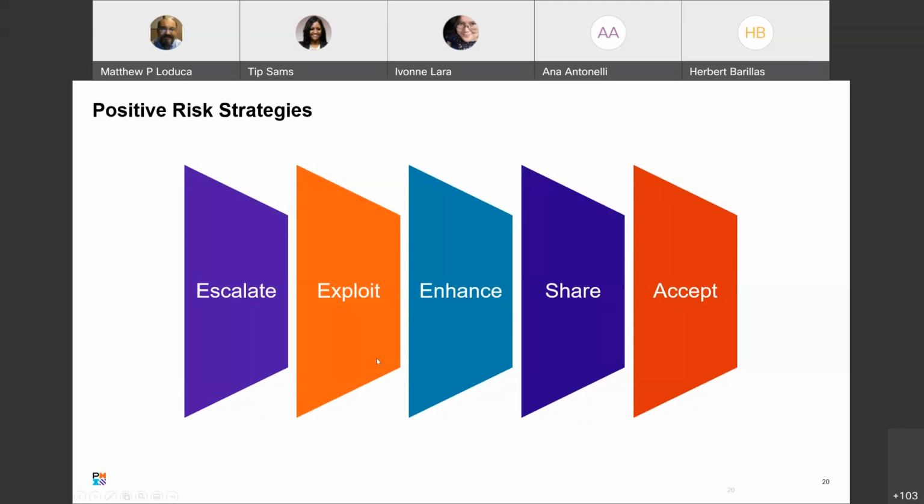Any question about these? Exploit or escalate, exploit, enhance, share, and accept. These are the guys. Probably you can get yourself your own mnemonic for those. This is the positive risk strategy, or the opportunity type risk strategies, that we would look at. Any question about these? Again, the bulk of what we talk about is usually those negatives, but if you can capitalize on these, that's great. You want to do it if you can.